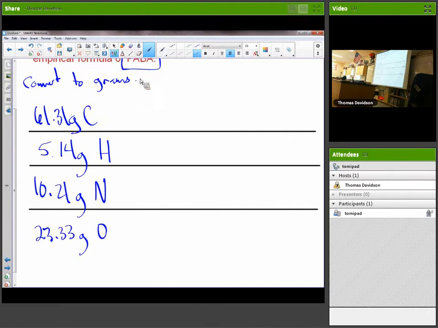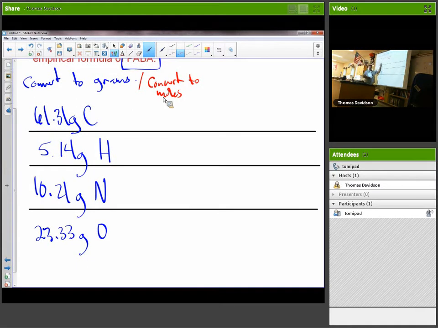Then the next step, let's switch colors here. The next step is to convert to moles. Now that might sound intimidating, but converting to moles is simply dividing each one of those values by their molar mass. Where do we get their molar mass from? Periodic table. You tell your lab partner what C is, they tell you H, they tell you N, and you tell them O. Go. Discuss.